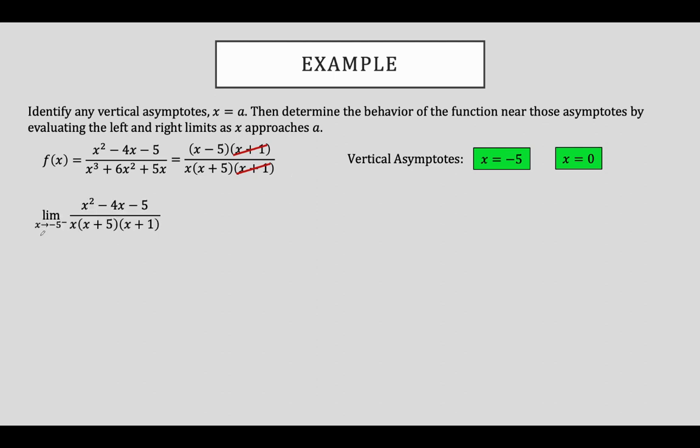So we evaluate the limit as x approaches -5 from the left of our function f of x. That's x squared minus 4x minus 5.